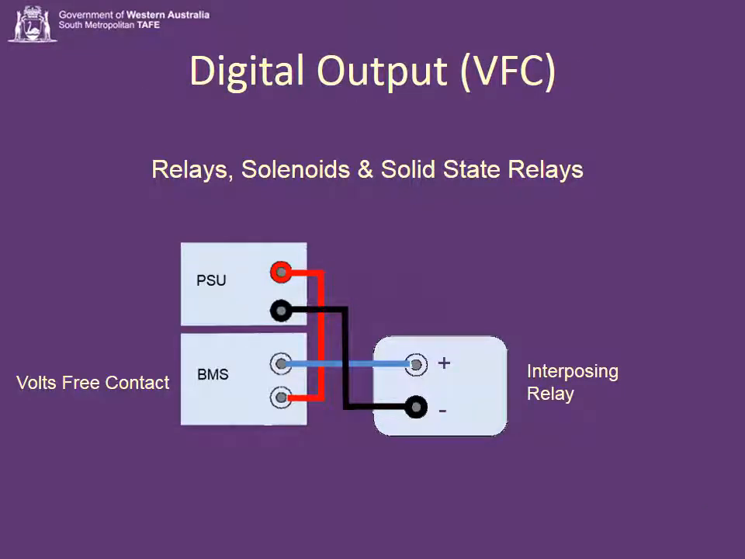This is a digital output using volts-free contacts. Now remember, with volts-free contacts, the BMS is only supplying a contact closure. So we have to put power into the BMS from a power supply unit. The BMS closes a contact that goes off to the interposing relay, and then we have to complete the circuit by bringing the negative from the interposing relay back to the power supply.